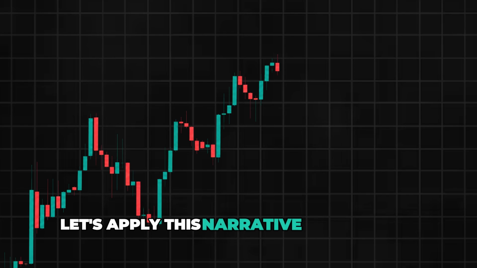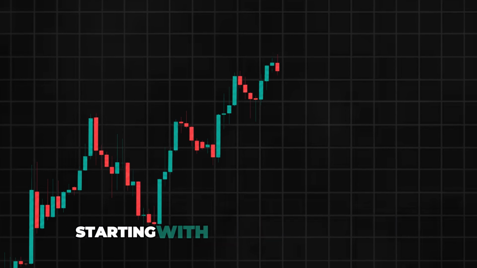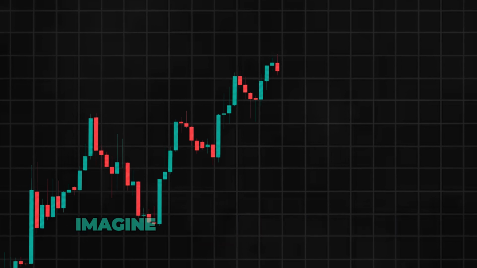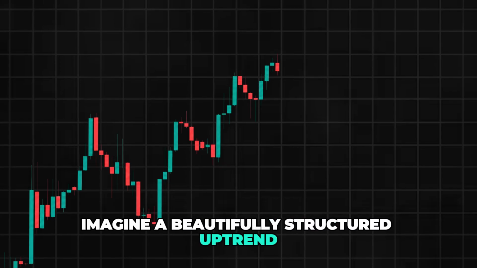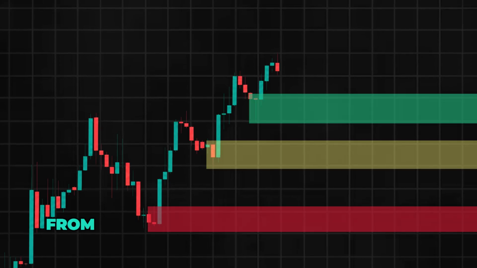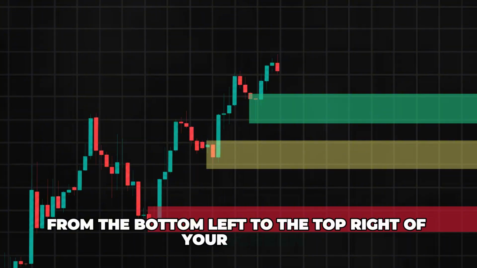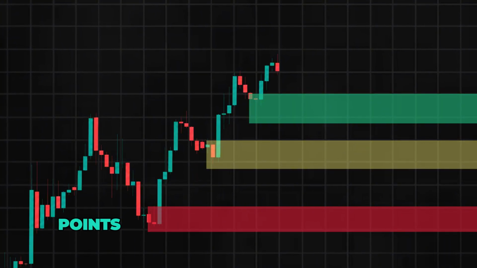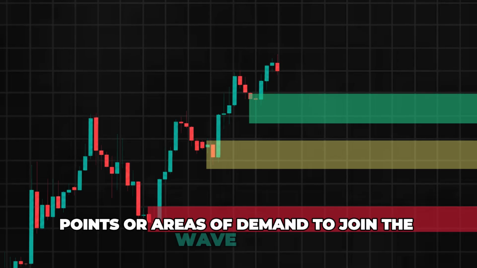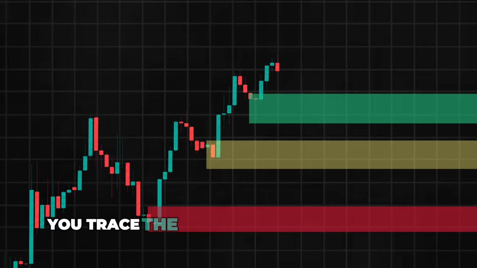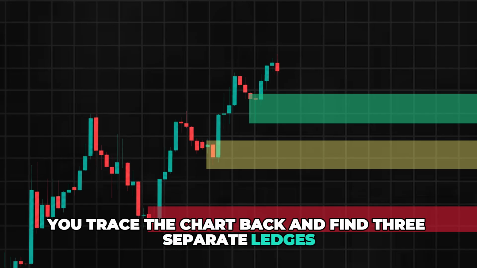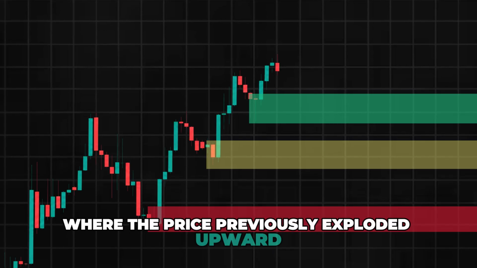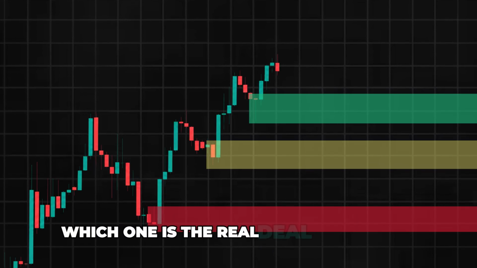Let's apply this narrative to a mental exercise, starting with an uptrend scenario. Imagine a beautifully structured uptrend, climbing step by step from the bottom left to the top right of your screen. Because the tide is rising, we are only looking for resting points or areas of demand to join the wave higher. You trace the chart back and find three separate ledges where the price previously exploded upward. Which one is the real deal?